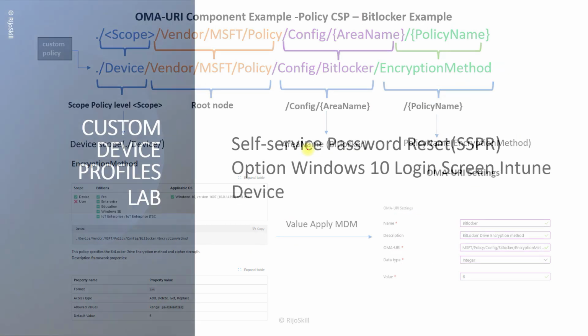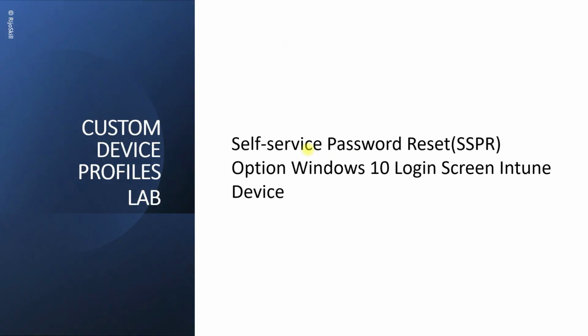Next we will discuss our lab scenario. So what is the lab scenario? I am planning a self-service password reset option on the Windows login screen of an Intune device. So you have the Windows devices, and once you go to the login screen, you can give the option for the password reset. That is what I am planning to implement in our lab scenario.